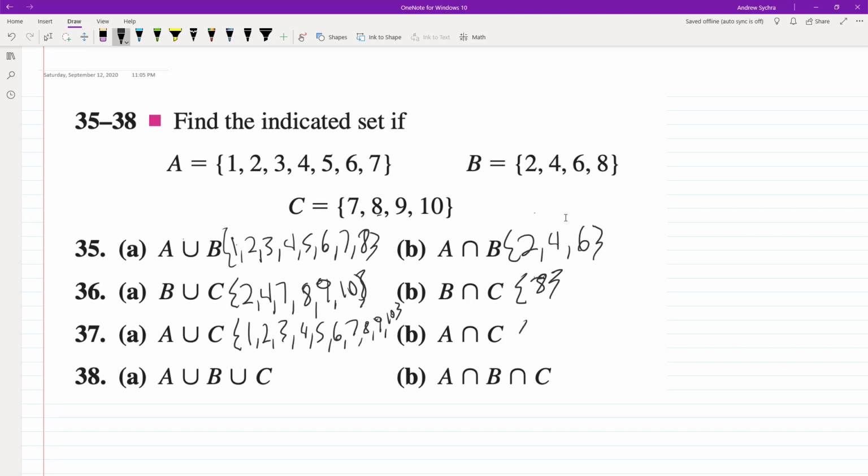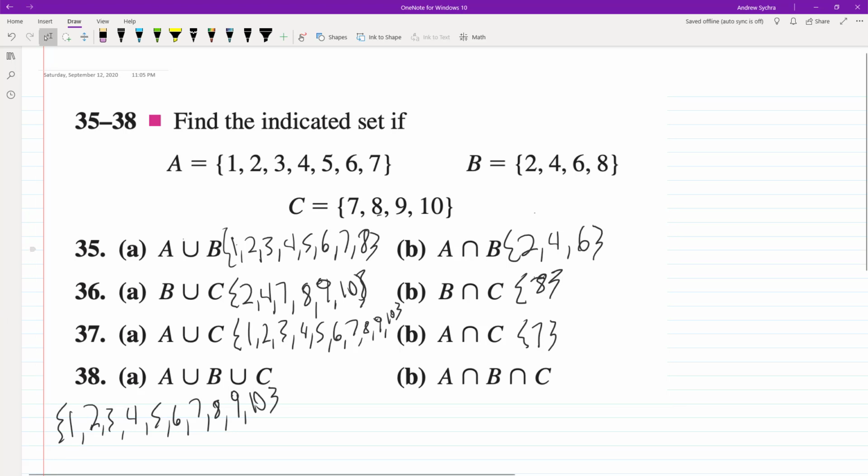And the only overlapping value is 7. All right, let's move on to 38. So all of these, I'm glad it's the last one because I can write them all out. So 1, 2, 3, 4, 5, 6, 7, 8, 9, 10. And it's an empty set.